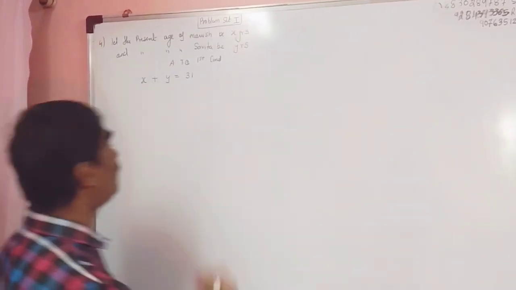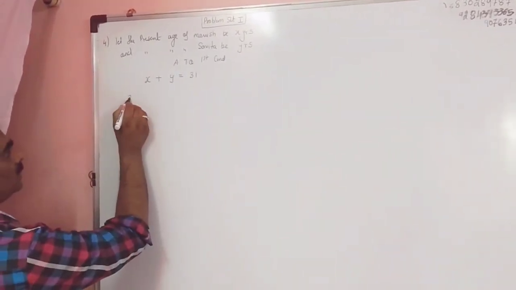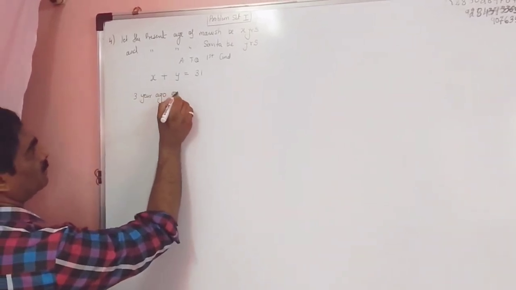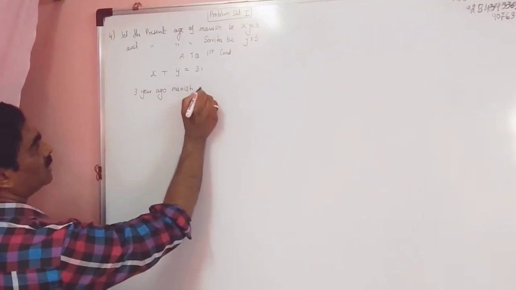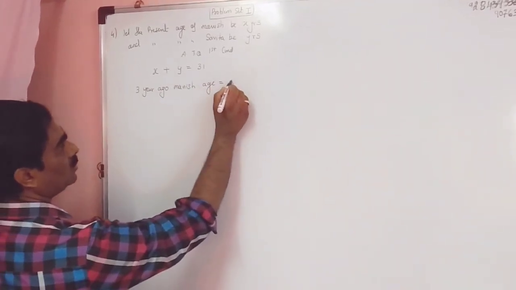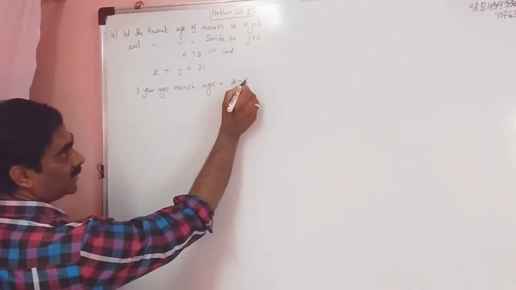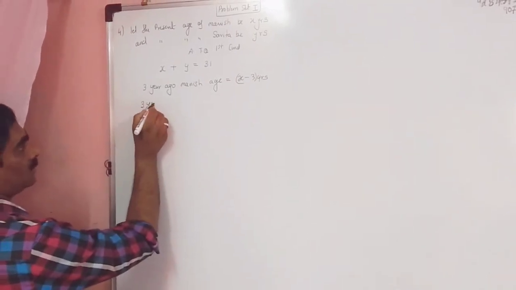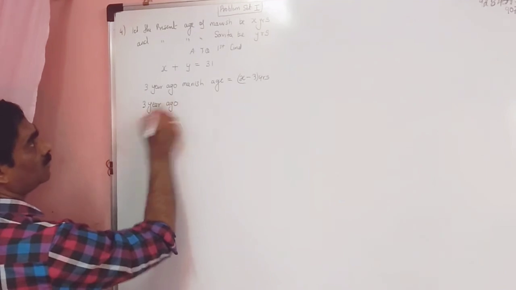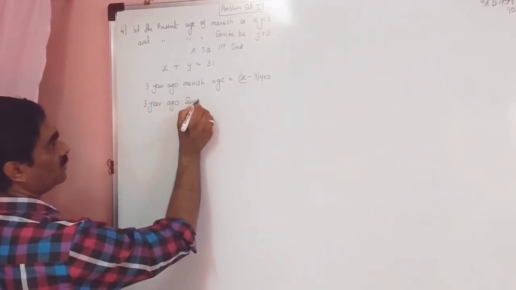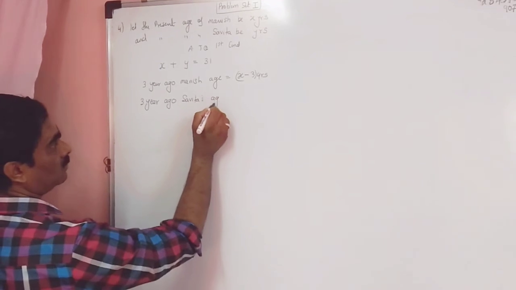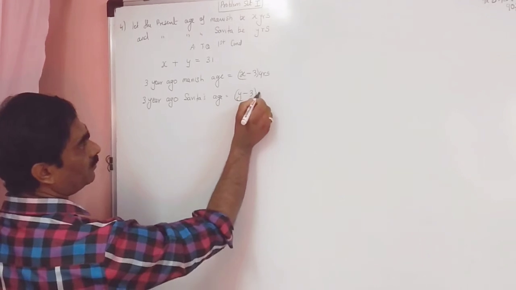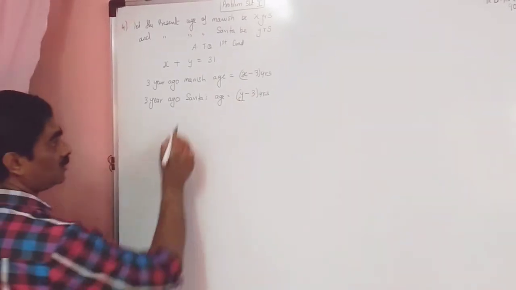See, 3 years ago means the past. So 3 years ago, Manish's age is equal to X minus 3. Ago means minus. Then 3 years ago, Sangeeta's age. Now her age is Y, and ago means minus, so Y minus 3 years. Now the second condition.